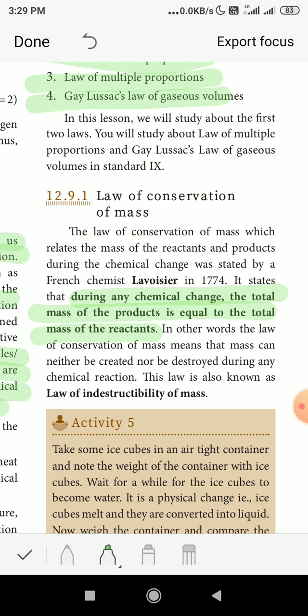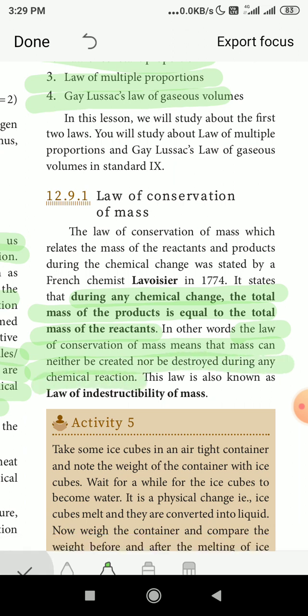In other words, the law of conservation of mass means that mass can neither be created nor destroyed during any chemical reaction. How much mass has participated in the reactants, that much mass will not be destroyed in a chemical reaction. This law is known as the law of indestructibility of mass. So what is the law of indestructibility of mass? The mass can neither be created nor destroyed in a chemical reaction.